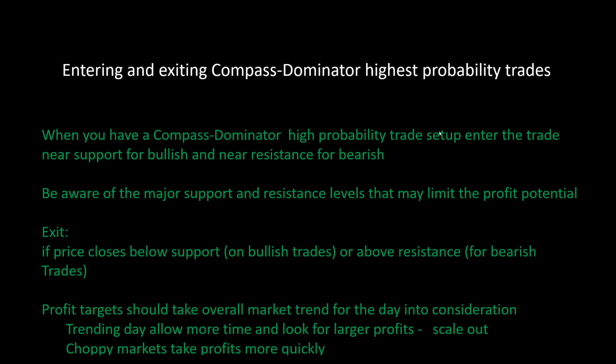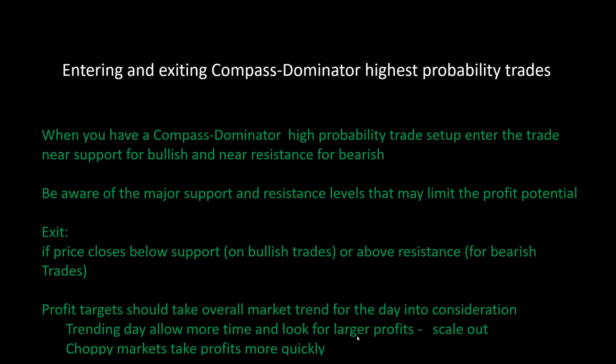And again, entering and exiting the compass dominator highest probability trades. When you have a compass dominator high probability trade setup, enter the trade near support for bullish and near resistance for bearish. And I keep emphasizing this. You want to find the best entry levels that you can. Be aware of the major support and resistance levels that may limit the profit potential. And again, exit if the price closes below support on a bullish trade or above resistance for a bearish trade. That's fairly standard. Profit target should take the overall market trend for the day into consideration.